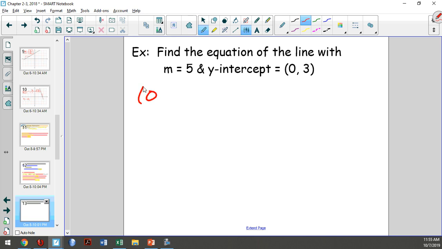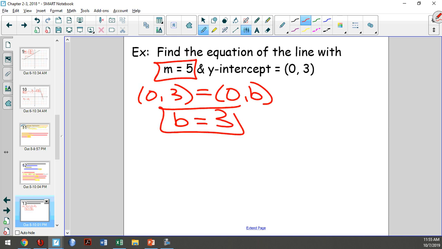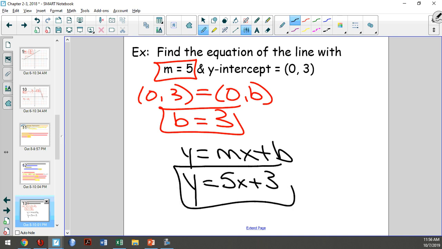No, 0, 3 looks like 0, b, doesn't it? Which is your y-intercept. So what does that imply b is? What is my b value? Exactly. So I have my slope and I have my b value. So all I have to do is simply plug it into this formula. y equals 5x plus 3. Done. Why am I done? Because I gave you the y-intercept, didn't I? Do we get that?